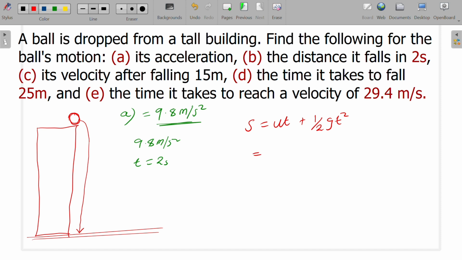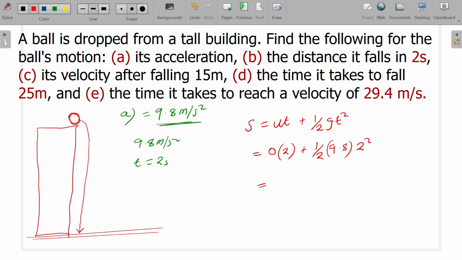So this u is our initial velocity. Remember, this is dropping from the top there. As it is dropping, the velocity before it started moving is 0. So its initial velocity is 0 here. So we're going to have 0 multiplied by 2 seconds, and this is being added to 1 over 2 multiplied by 9.8, and that 9.8 is multiplied by 2 squared, like that.